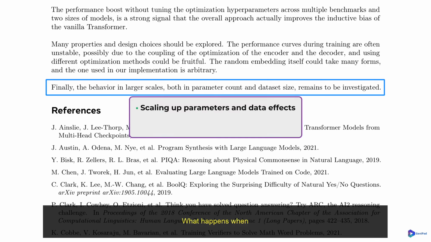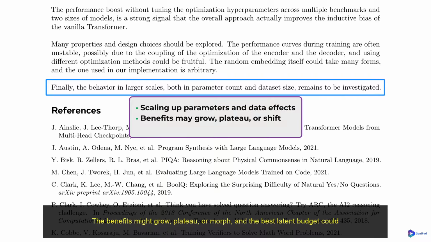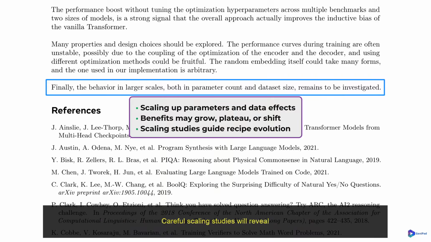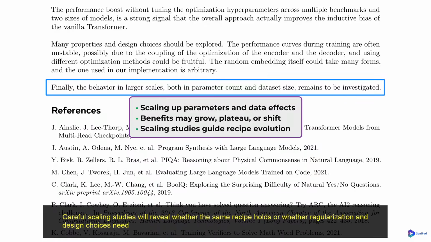What happens when we scale up both parameters and data? The benefits might grow, plateau, or morph, and the best latent budget could shift. Careful scaling studies will reveal whether the same recipe holds or whether regularization and design choices need to evolve.